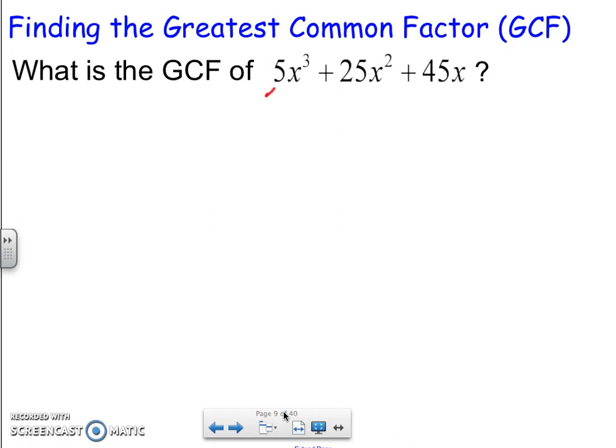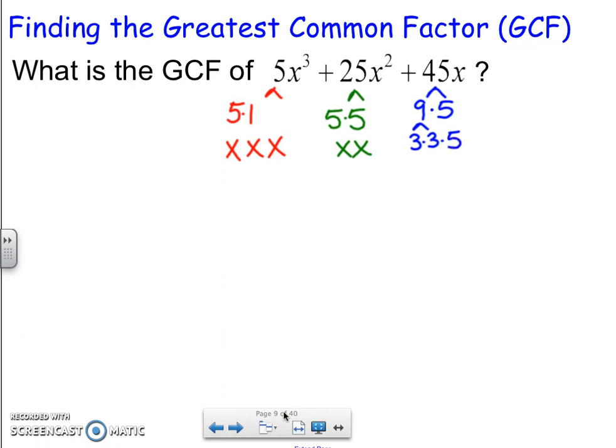So notice 5 would just be a 5 times a 1. X cubed, if you were to break that down, you would say there are 3 x's, so it would be x, x, and x. So you just expand that out. With 25, what we have in common would be 5 times 5. And then x squared means 2 x's. And then 45 can break down into 9 times 5, which is 3 times 3 times 5. And then with just 1 x, we will put that there.